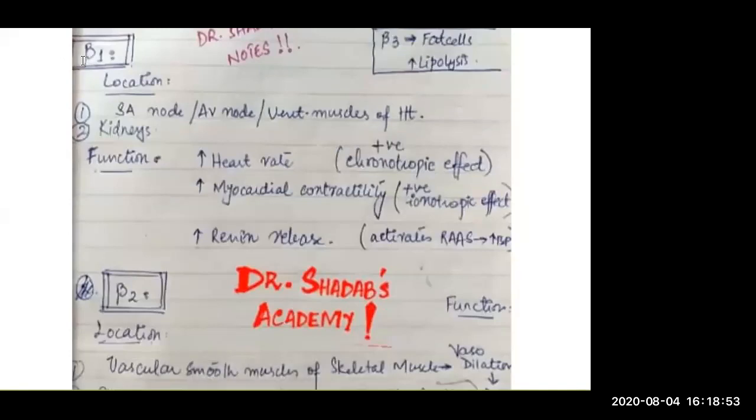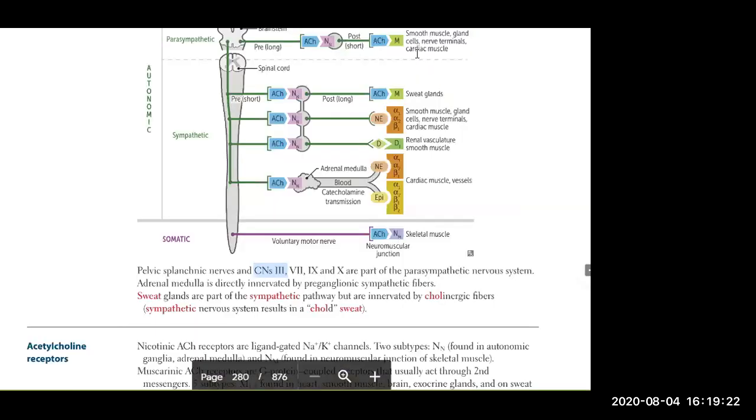Now, when I'm talking about this beta 1, the location is SA node, AV node, ventricle muscles of heart, basically the cardiac muscles of the ventricles of heart, the myocardium. So beta 1 is located at these particular levels. It is not present at the atrial muscles. That is what I told you when I was showing you this picture, and I repeated again and again that keep in mind that in the parasympathetic, atrial muscles are also over here, along with SA and AV.